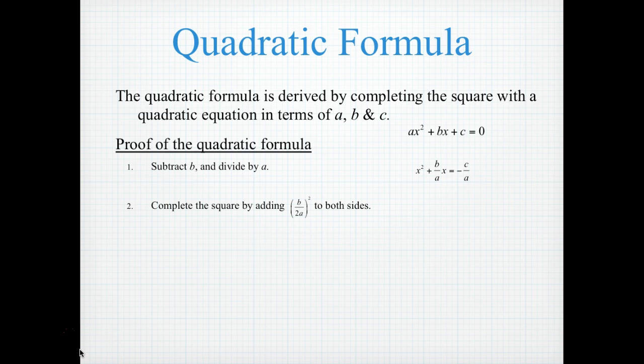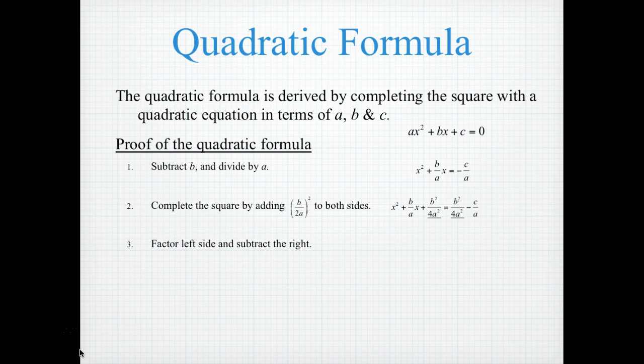Our second step is to create a perfect square trinomial. The value of b in this case is b over a. Dividing it by 2 gives us the quotient of b over 2a. Raising that quotient to the second power gives us b squared over 4a squared. This is the number that we will need to add to both sides to produce a perfect square trinomial.